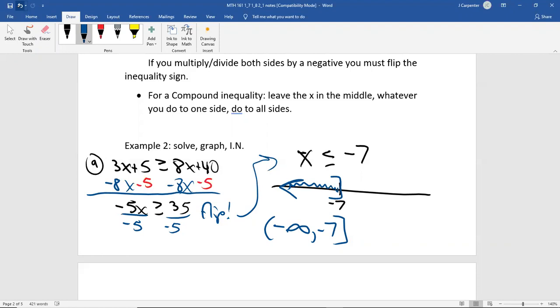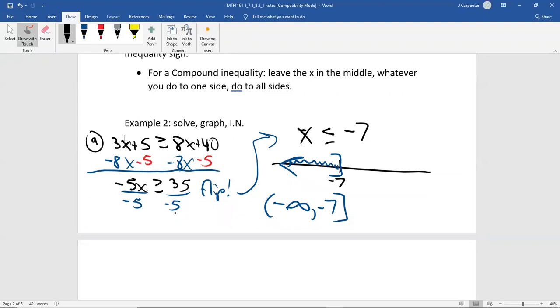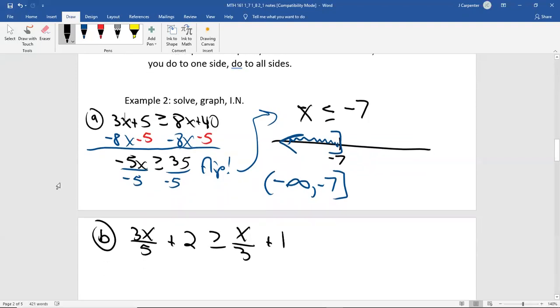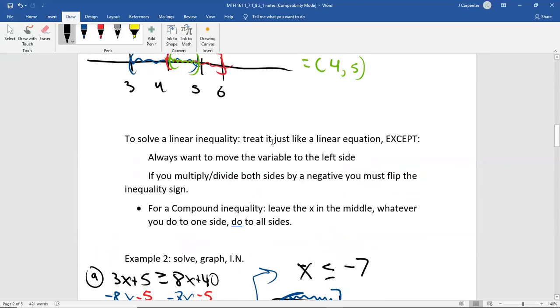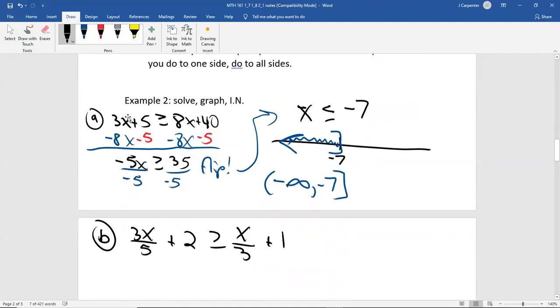3 minutes left. We don't have enough time to do B. Spoilers, it's going to have fractions. I'll go ahead and write it down, and I'll give you a chance to do it before next class if you'd like. But it's going to be 3x over 5 plus 2 is greater than or equal to x over 3 plus 1. So we're going to solve this. It's got fractions, which makes it inherently a little more difficult. But remember, you do everything the exact same as with the equations. We had a trick with equations and fractions. We said find the LCD and multiply everything by the LCD to get rid of the fractions.